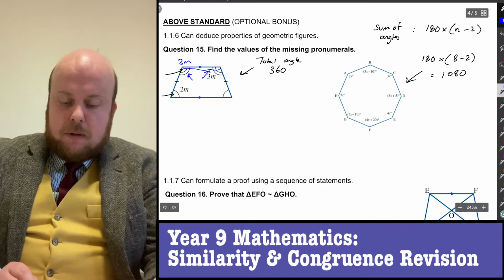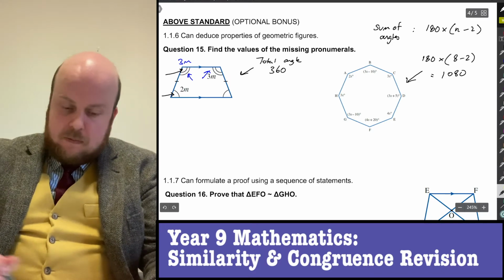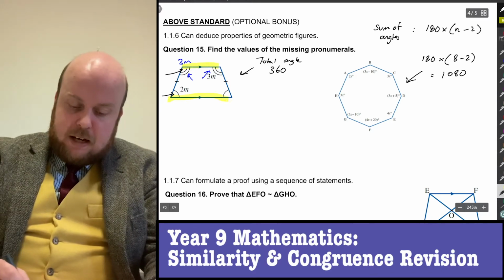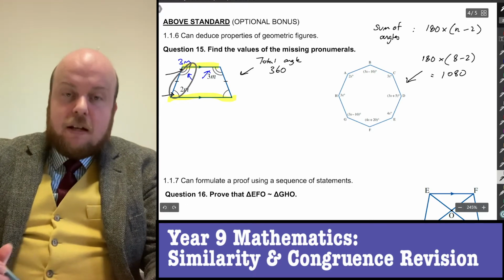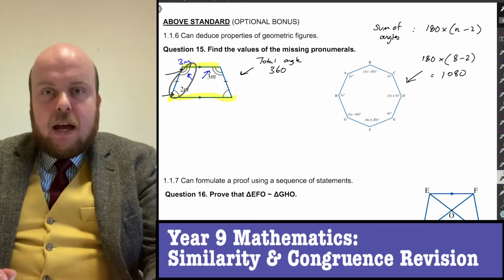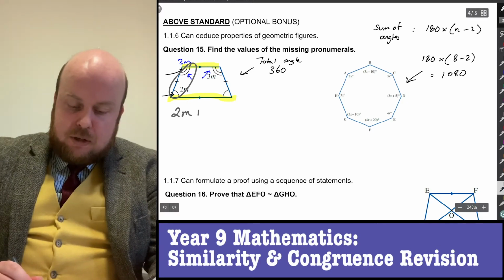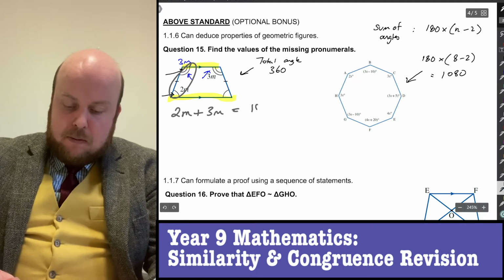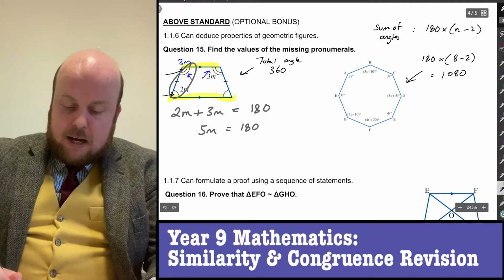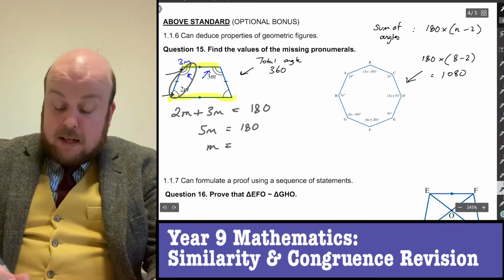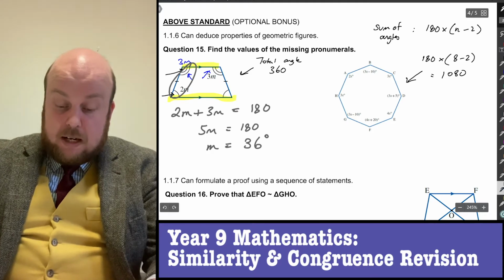Now, if the top line here, probably should get a highlighter so I'm not looking like I'm doing some scrawl, this side here are parallel, that means that these internal angles here are co-interior, and co-interior angles add up to 180 degrees. Therefore, 2m plus 3m will be equal to 180 degrees. 5m is equal to 180. M is equal to 36 degrees.